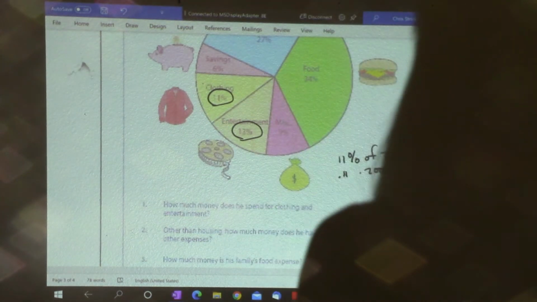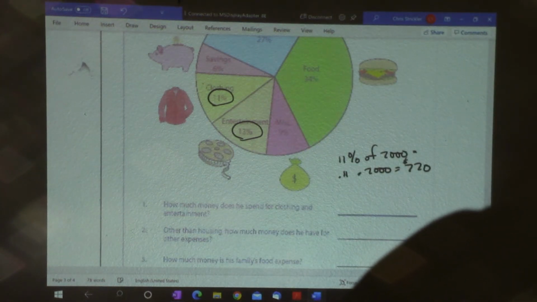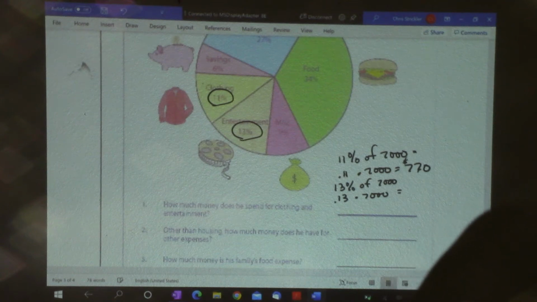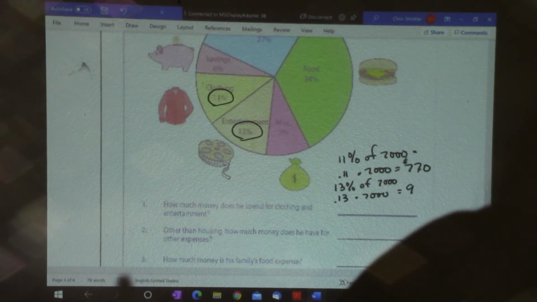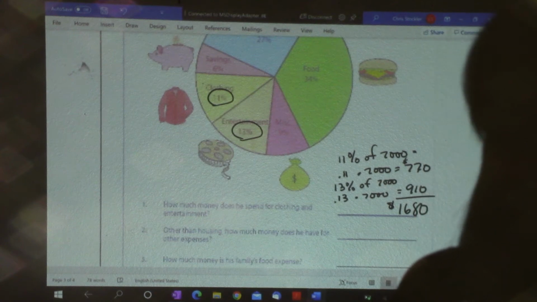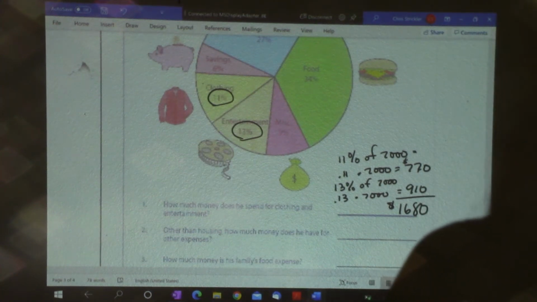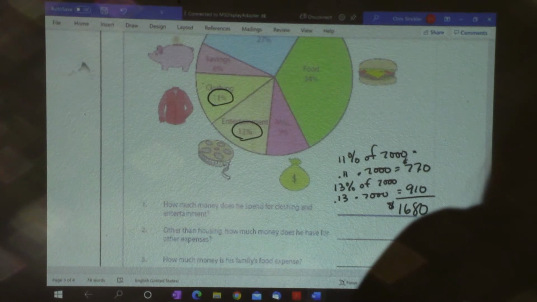All right. So now I'm going to have 13% of 7,000, which means 0.13 times 7,000, and that is 0.13 times 7, 1, 2, 3. 9, 10. Okay. So when I add those together, I get $1,680 a month for clothing and entertainment. Okay, I want to go live at his house. That sounds pretty good. Okay.